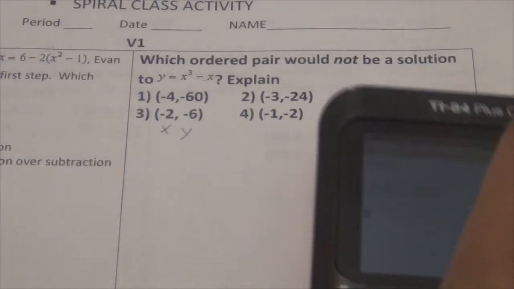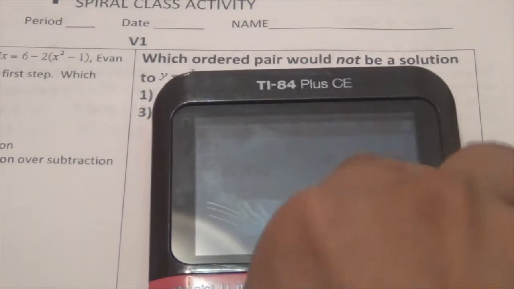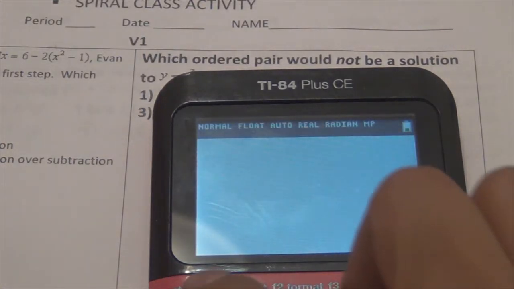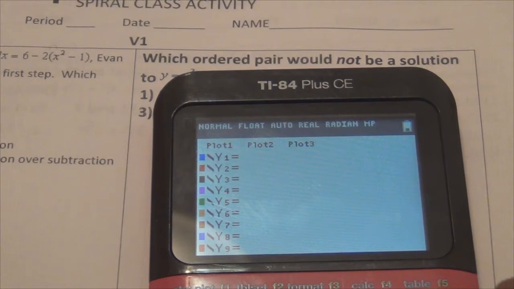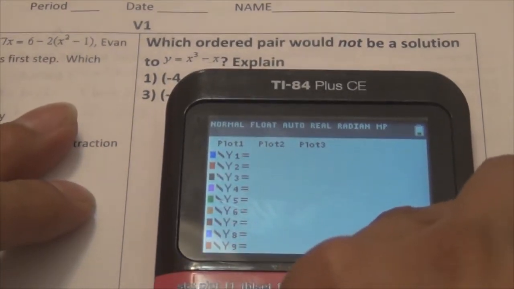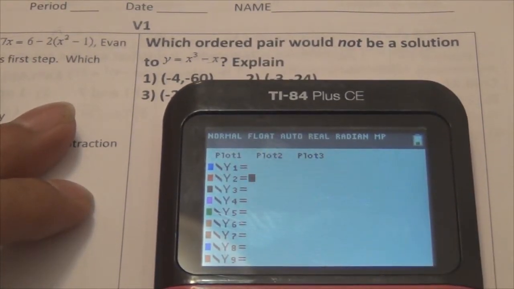Since it's multiple choice, but I have to explain, right? What I'm going to do is the following. I'm going to press y equals, okay? I'm not going to do the whole thing for you. I'm just going to show you how to do it. I'm going to press y equals, and then I am going to put the equation there.